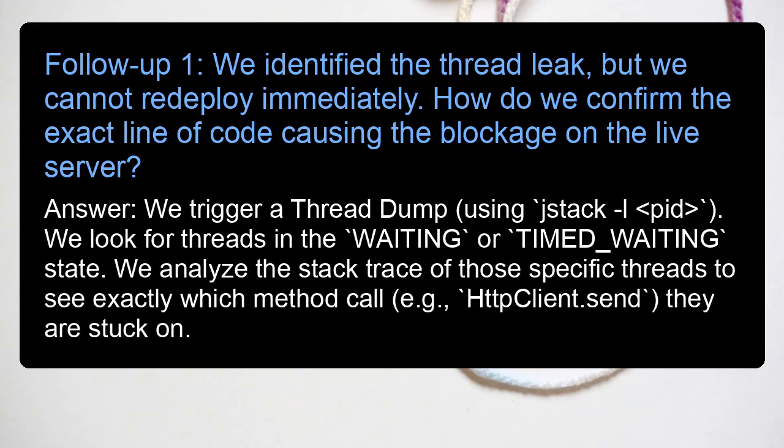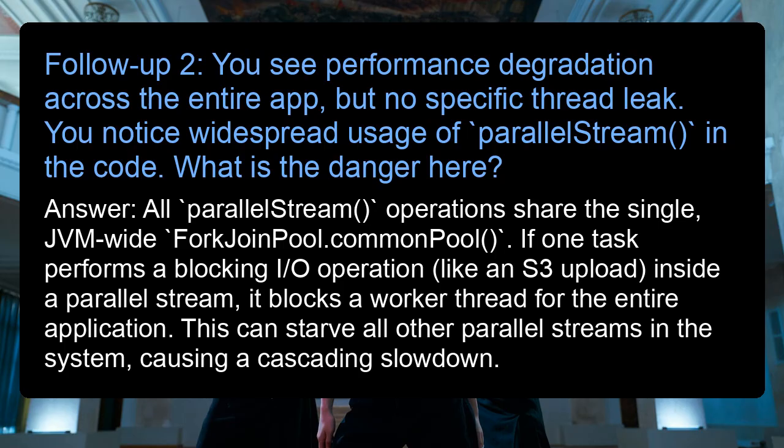Follow-up 1. We identified the thread leak, but we cannot redeploy immediately. How do we confirm the exact line of code causing the blockage on the live server? Answer: we trigger a thread dump using jstack <pid>. We look for threads in the WAITING or TIMED_WAITING state. We analyze the stack trace of those specific threads to see exactly which method call, for example, HttpClient.send, they are stuck on.